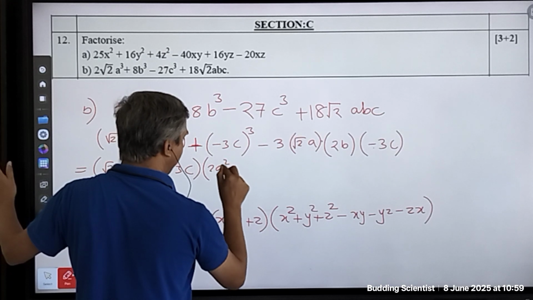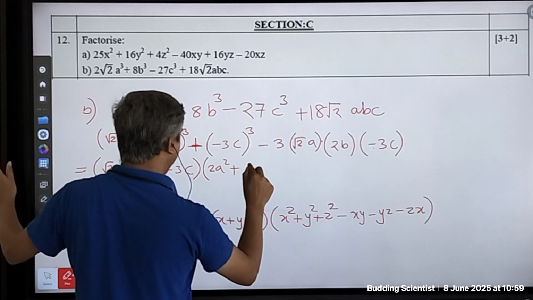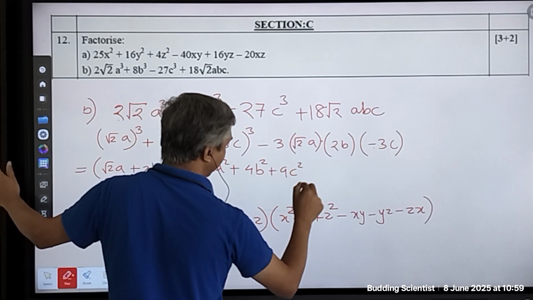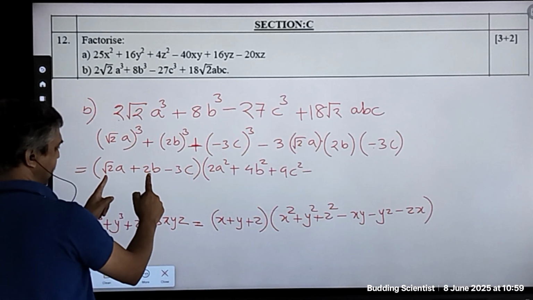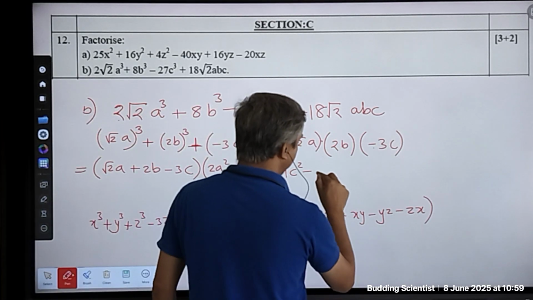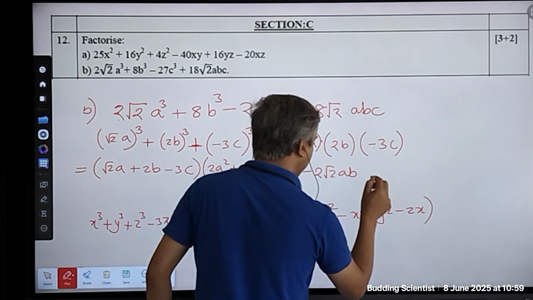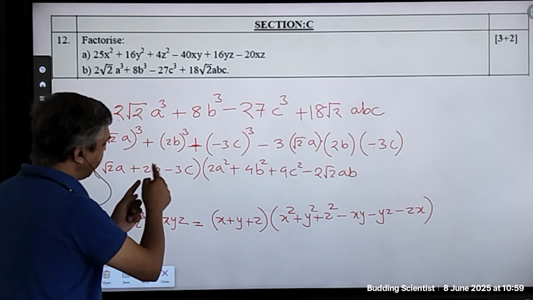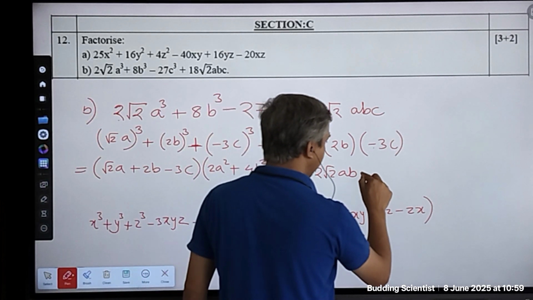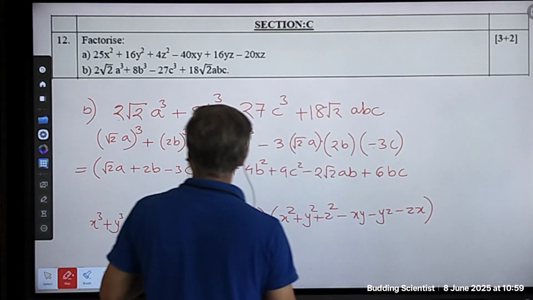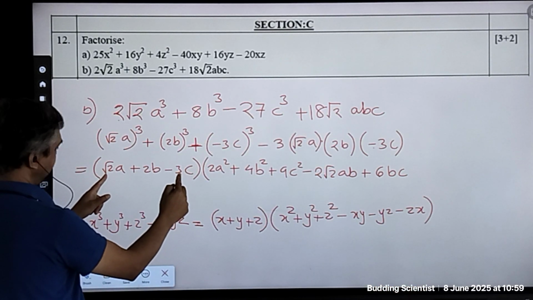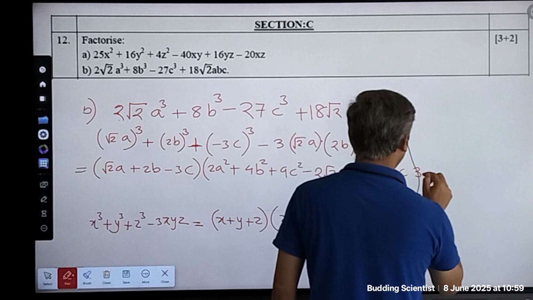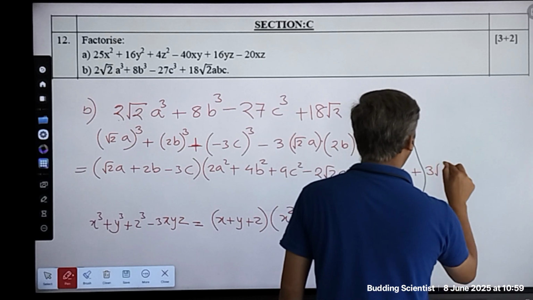Into the other bracket: x square is 2a square, plus y square is 4b square, plus z square is 9c square, minus x into y, these two multiplied, 2 root 2 ab, minus yz, minus, and this minus will be plus 6bc, and then minus plus again plus 3 root 2 ac.